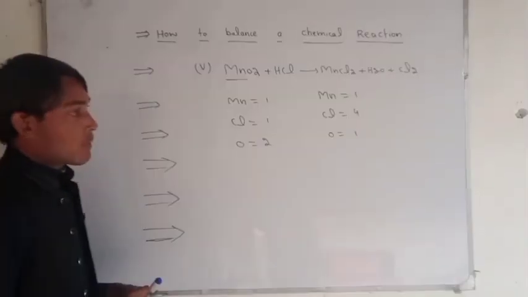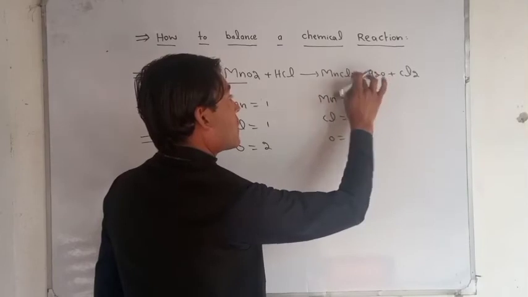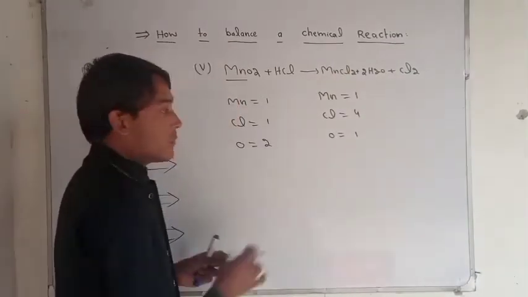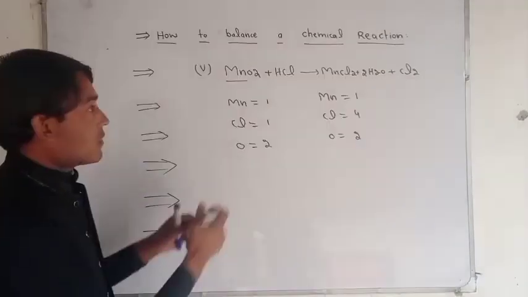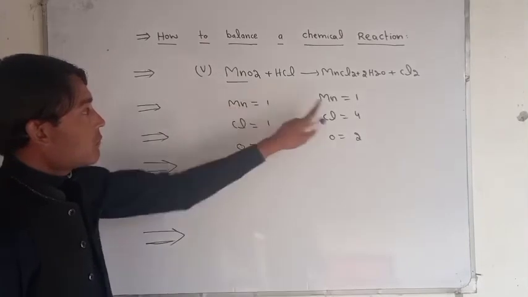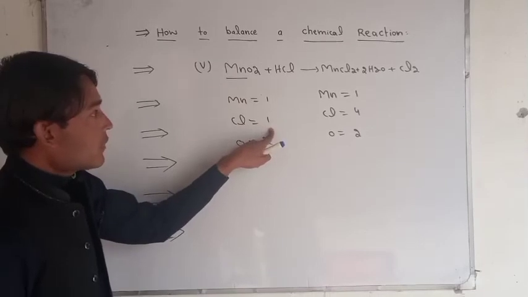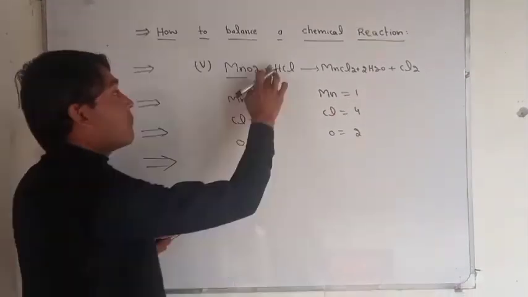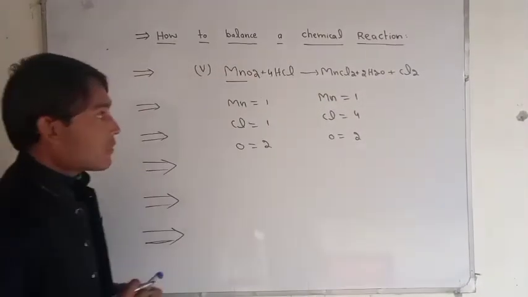Clear? Now we have to add coefficients, so I add 2 here, and the number of oxygen will be balanced. Now let's revise that reaction. Manganese is balanced at 1. Chlorine is 1 on one side and 4 on the other, so first we have to balance chlorine. We can write 4 here.